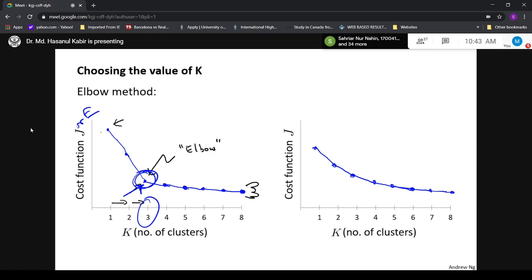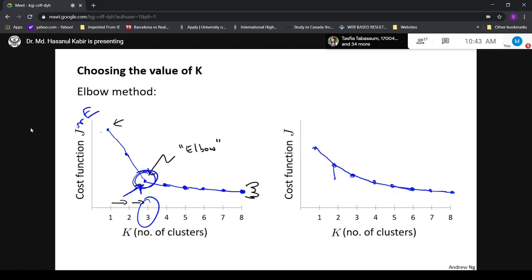But sometimes you might not even have an elbow shape like that one. For example, if you look at the figure on the right hand side, you can see that it is gradually decreasing, right? So now the question is where is the elbow? Here, there, or where? We don't know.